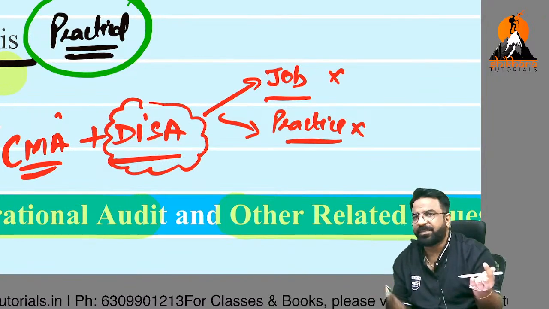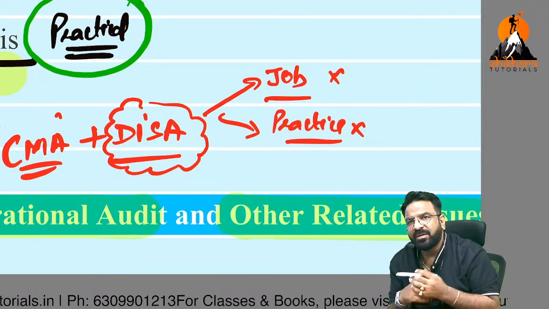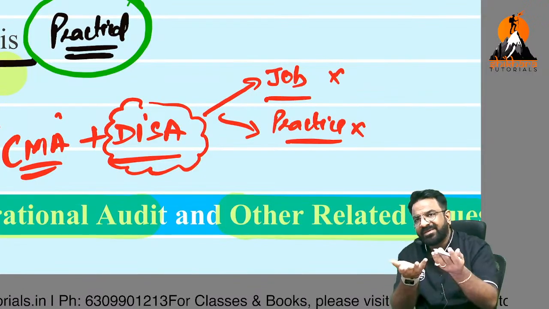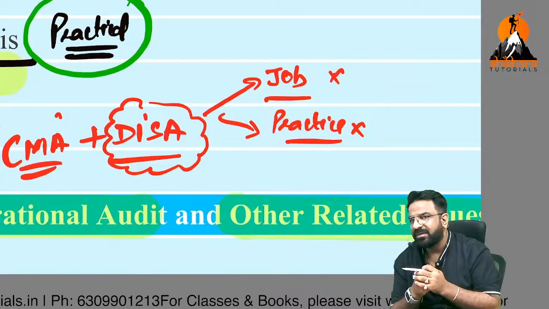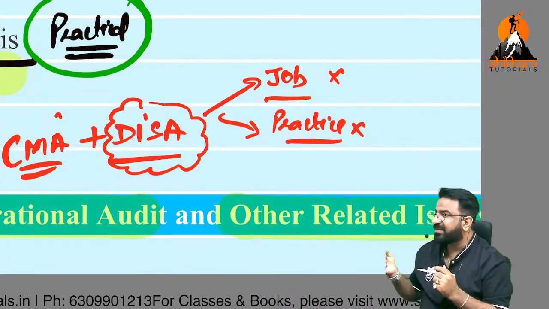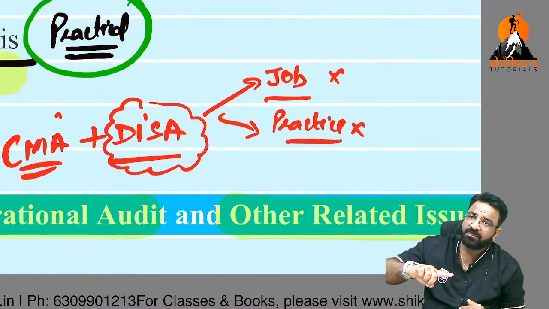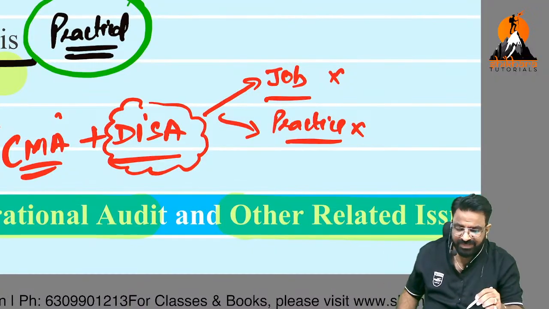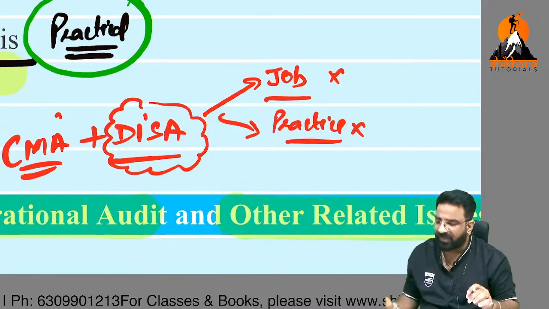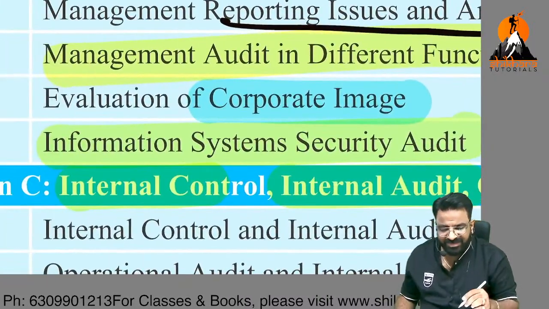Amazon, Flipkart, all these businesses are digital. Today we are selling our classes also online. Everything is digital. So unless you are a good information system auditor, you can't survive either in a job or in practice. So what is DISA? Diploma in Information System Audit. Why am I telling you? This is the future.